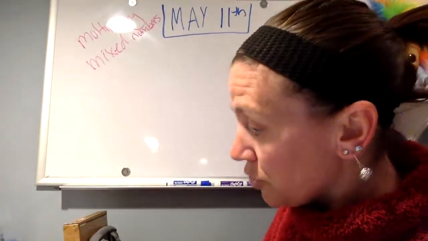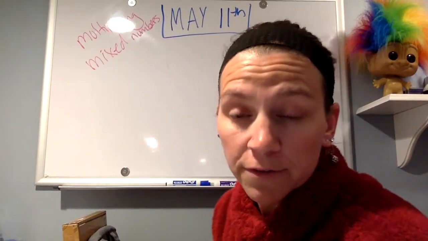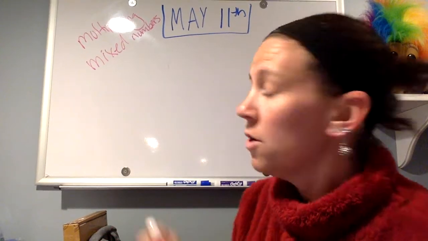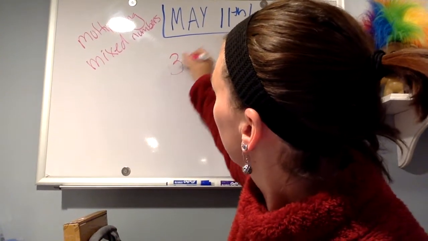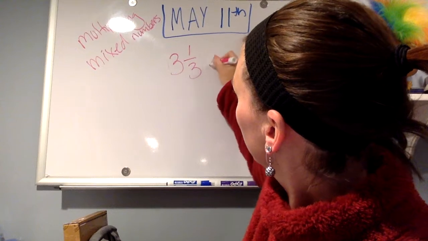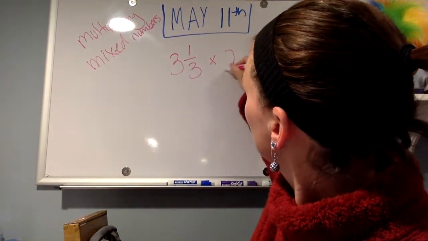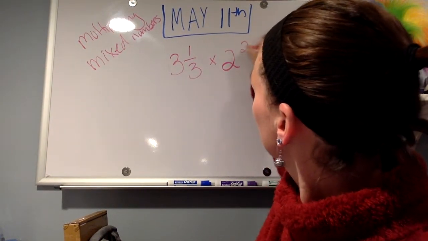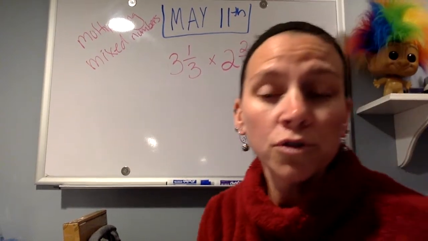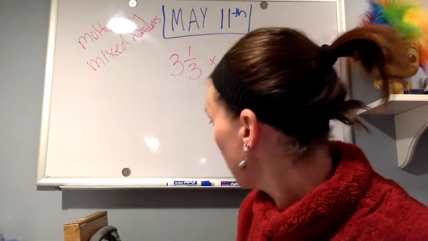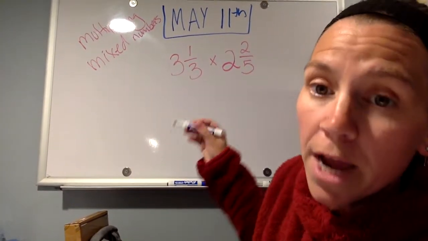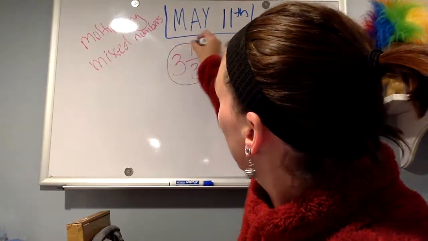And you're going to have to do 4 of those today, and then you're going to have to do them again on Wednesday and Thursday, okay? So if I have 3 1/3 times 2 2/5, so mixed number times mixed number, all right? We're going to work our way up and around first, okay?